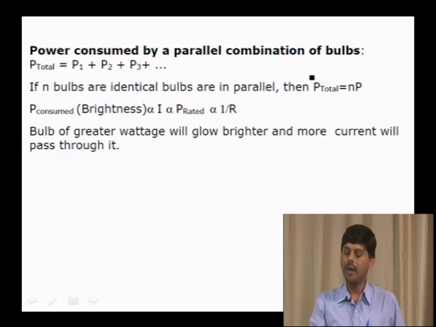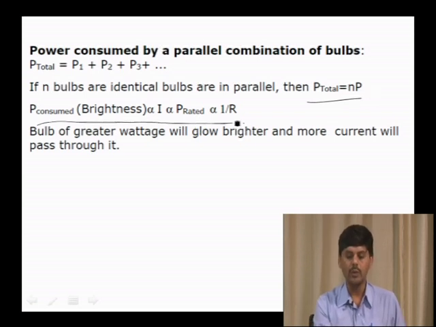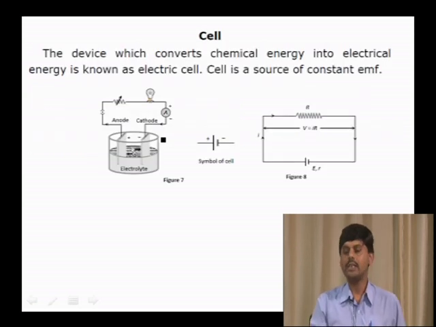Similarly, for a parallel combination of bulbs, the total effective power is P1 plus P2 plus P3. If all the bulbs have equal voltage, then P total is equal to N P. Here, power consumed is directly proportional to the current, directly proportional to the P rated, and inversely proportional to R. It means that when bulbs are connected in parallel, the one with the greater wattage will glow brighter. Next we will move on to the next concept, which is called a cell.